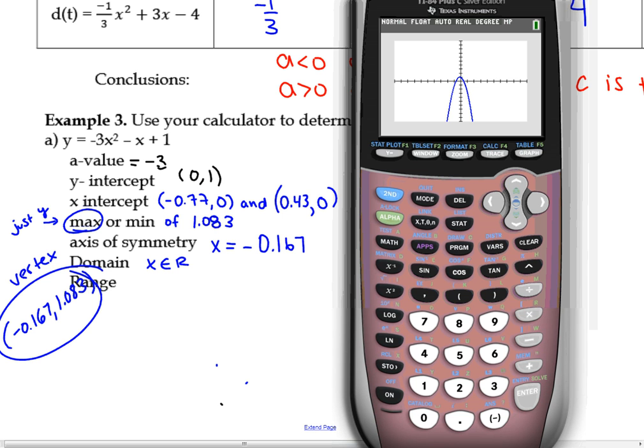The range will never be all reals for our quadratic. It will be either y is greater than or equal to, or y is less than or equal to. In this case, is it going to be y is greater or y is less than? Does it keep going down or does it keep going up? Down. It's opening down. So it's going to be y is less than or equal to whatever the maximum value is, which in this case is 1.083. Okay?